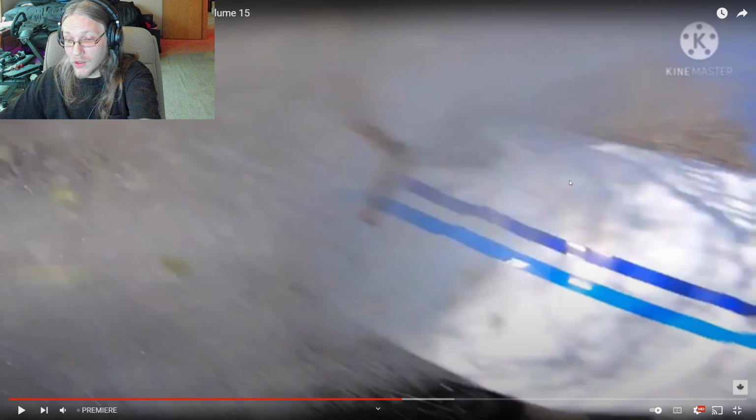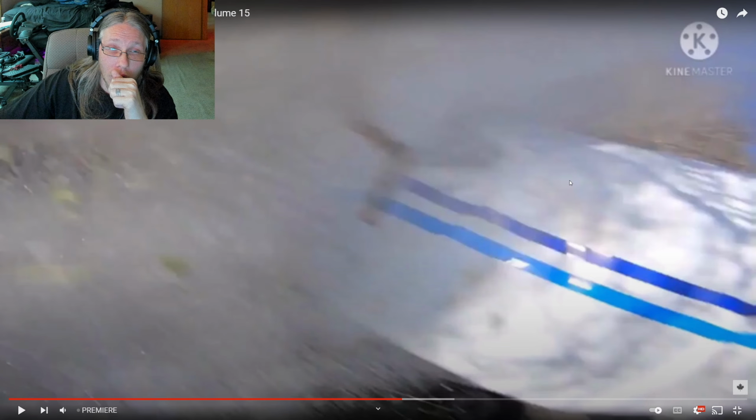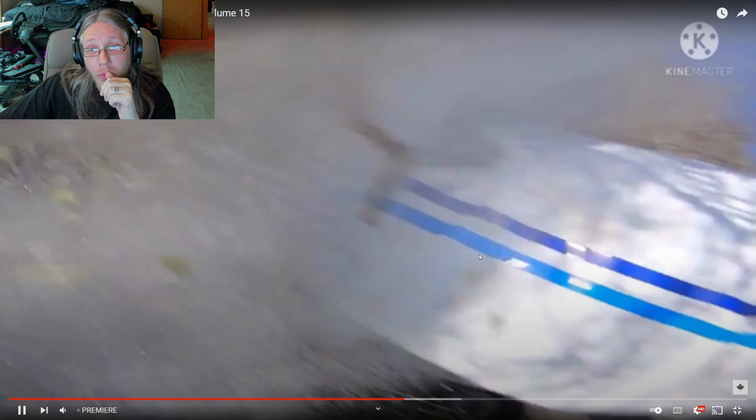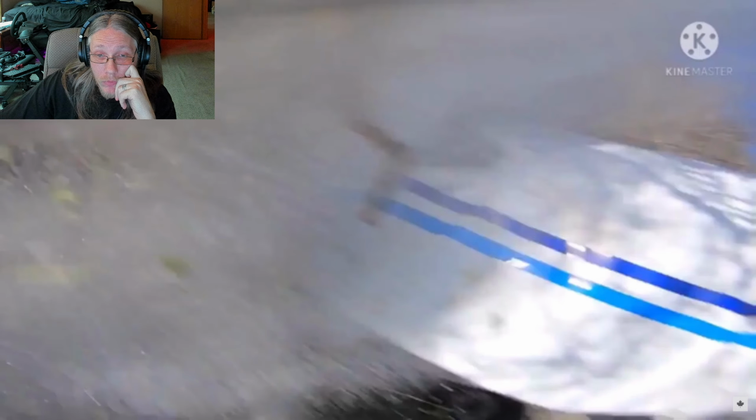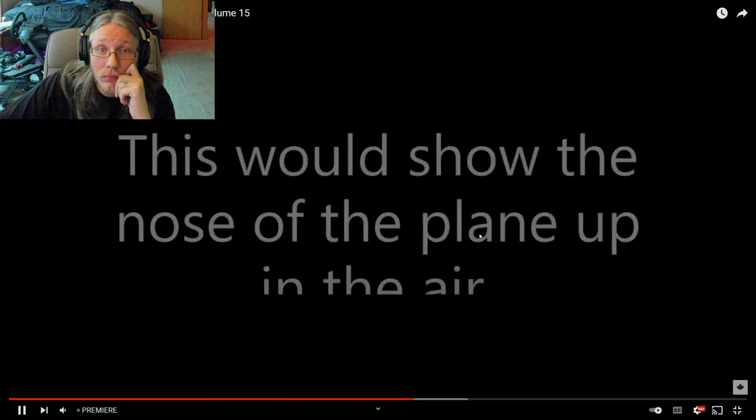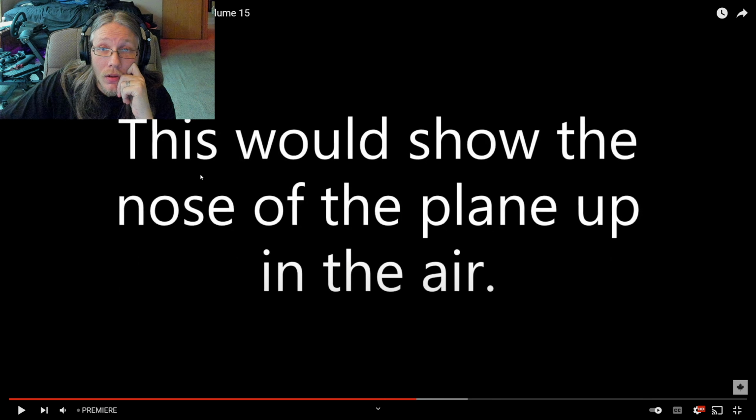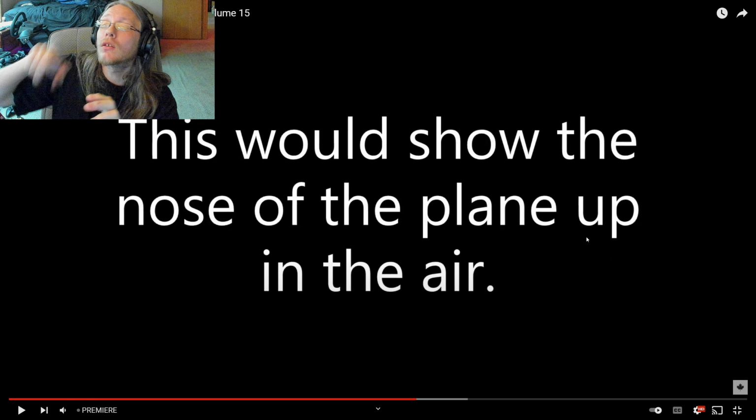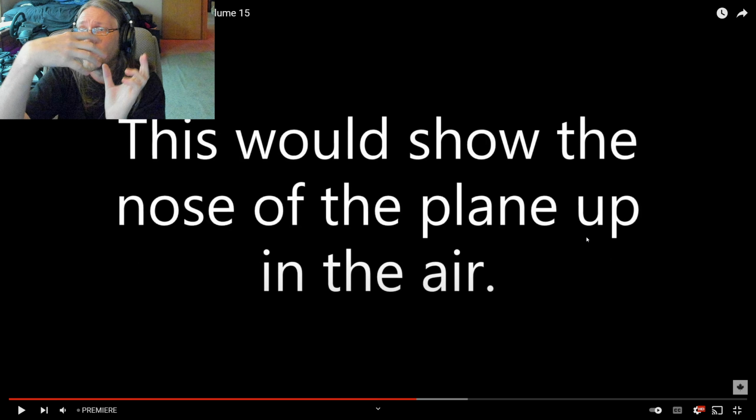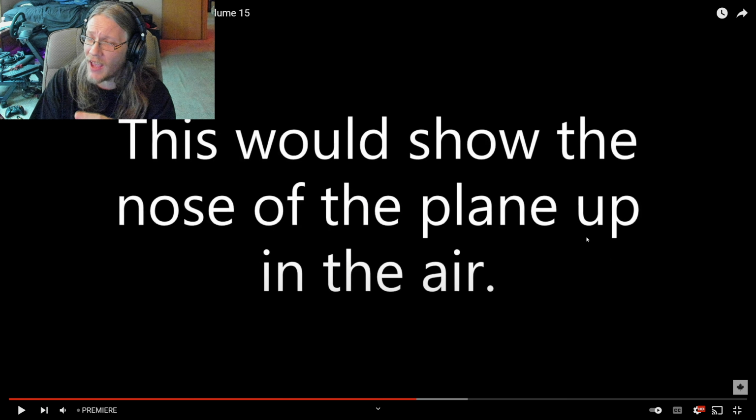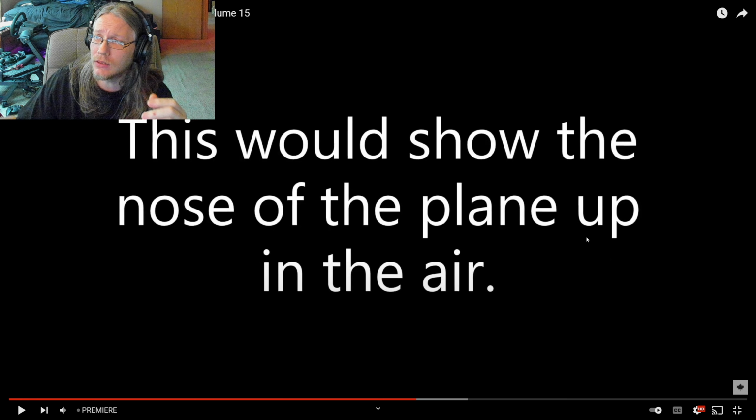No, you're wrong here again. This would show the nose of the plane is up in the air. No, because you didn't rotate the image right. Remember, we got a tumbling camera. It's not limited to the 4 axes of your screen. It has infinite rotational possibilities.